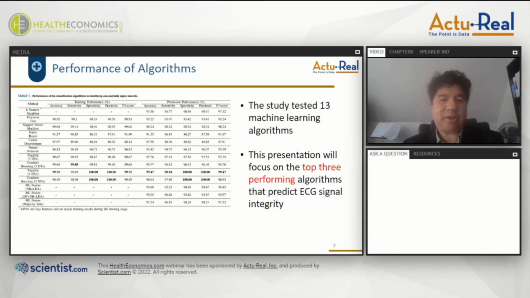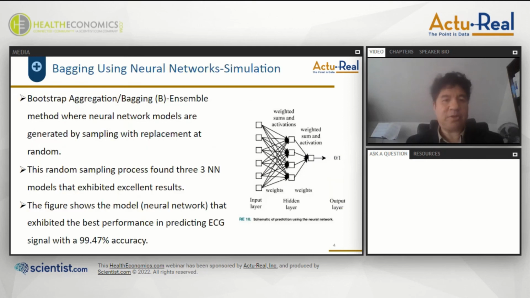Now, this study tested a total of 13 machine learning algorithms. I'm only going to focus on the top 3 performing algorithms that predict ECG signal integrity. It's just showing you that of the 13, I'm only going to focus on the 3 that are bolded here. So the first of these is called bagging using a neural network simulation. It's also known as bootstrap aggregation, or bagging. This is an ensemble method whereby a group of neural networks are combined through some fairly sophisticated mathematical formulations.